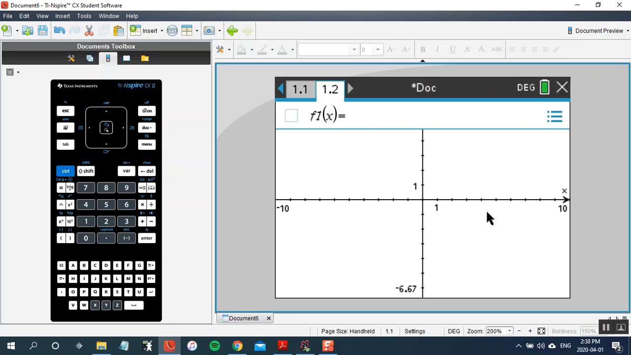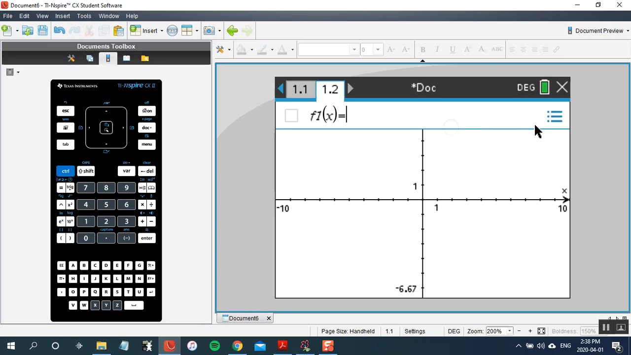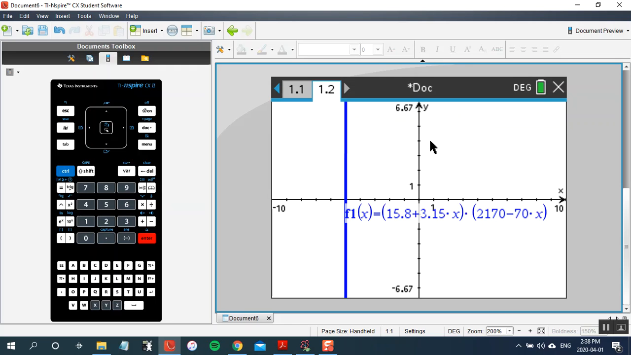There we go. Okay, so if you're not in function entry there, remember that's under menu, and then number 3, graph entry, select function. So let's type in our revenue function. Checking. Oh, that should be a plus, otherwise our price wouldn't increase. And here's our revenue function.